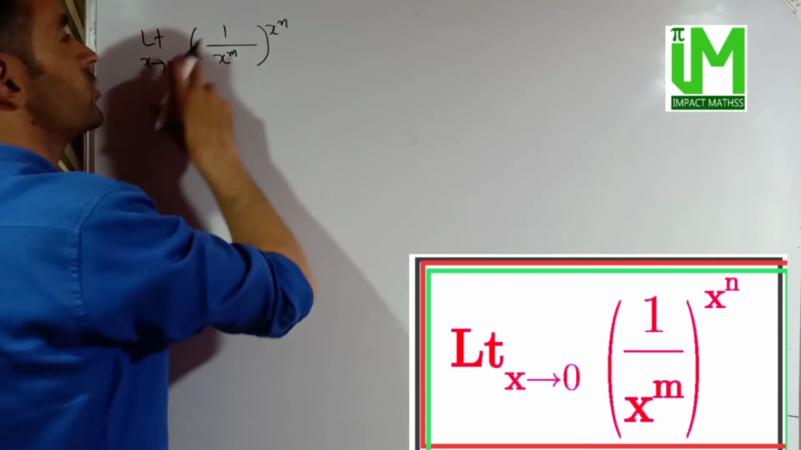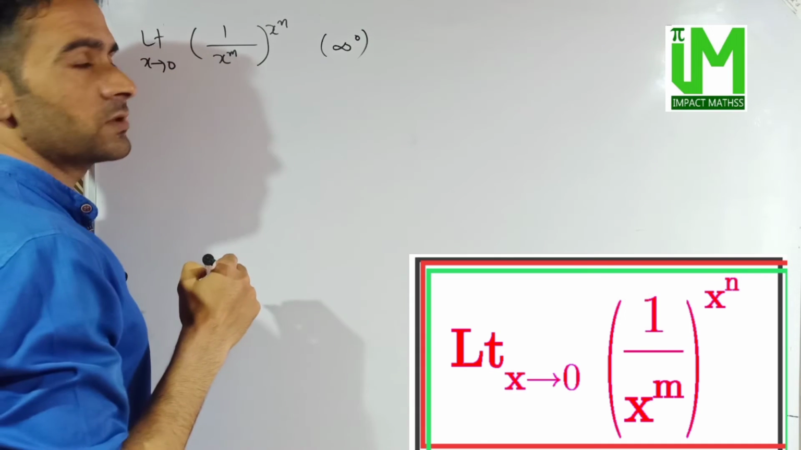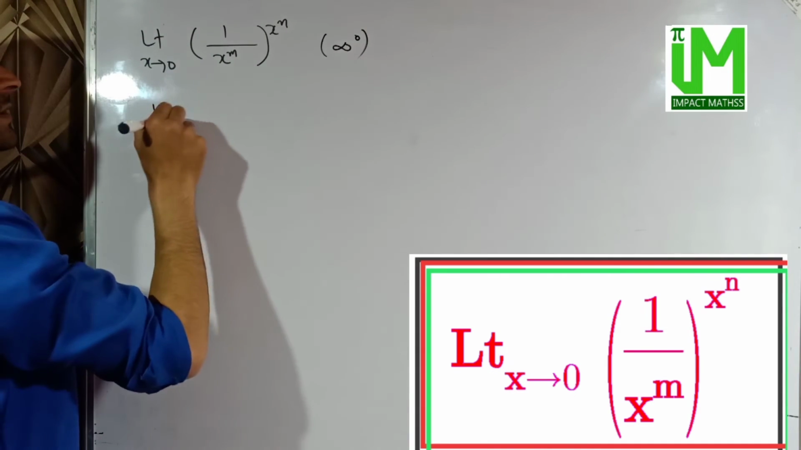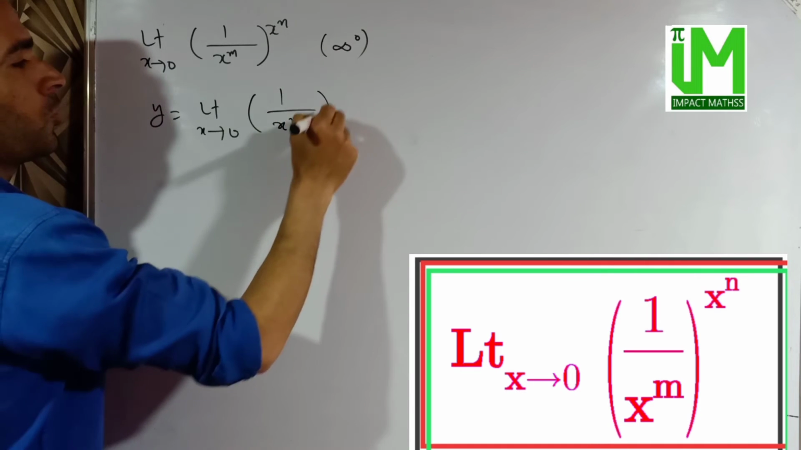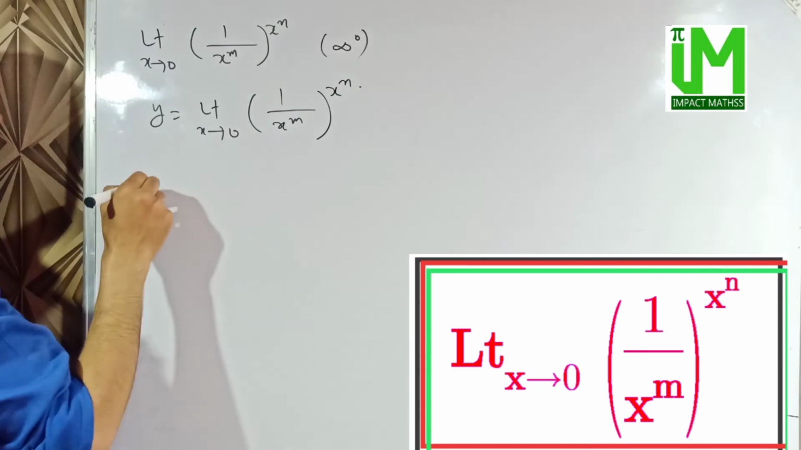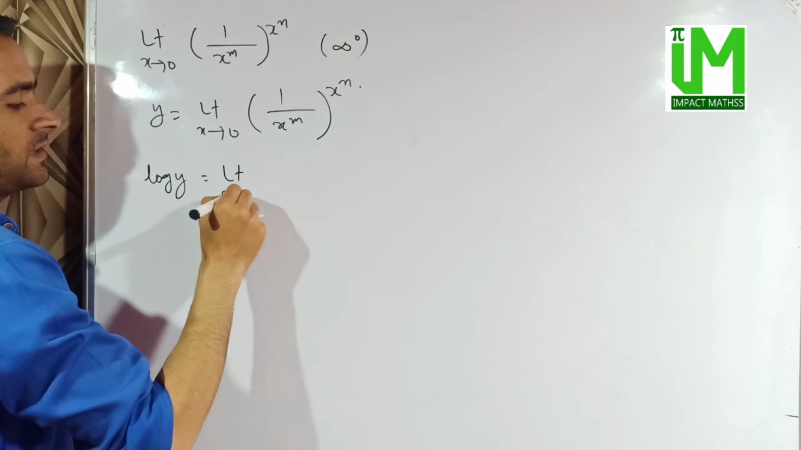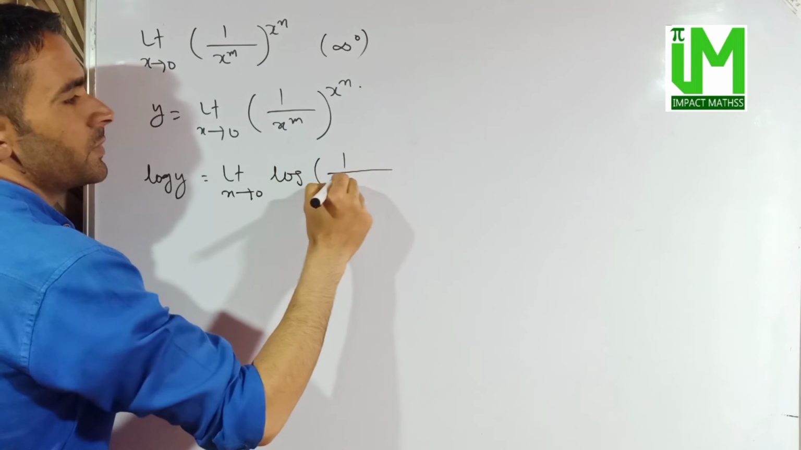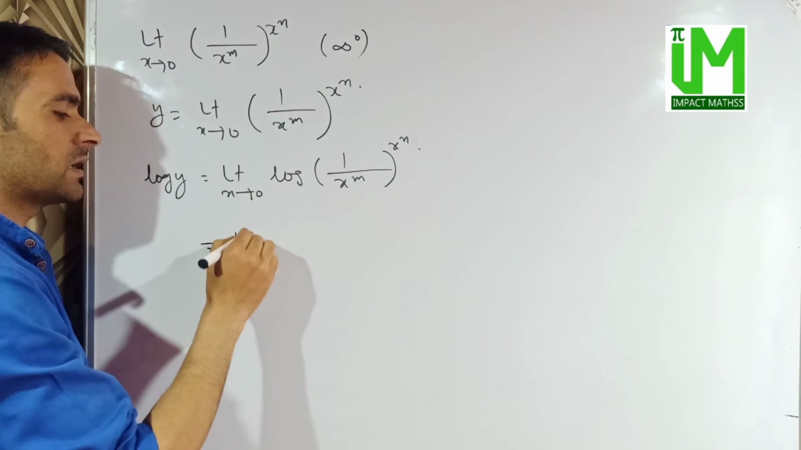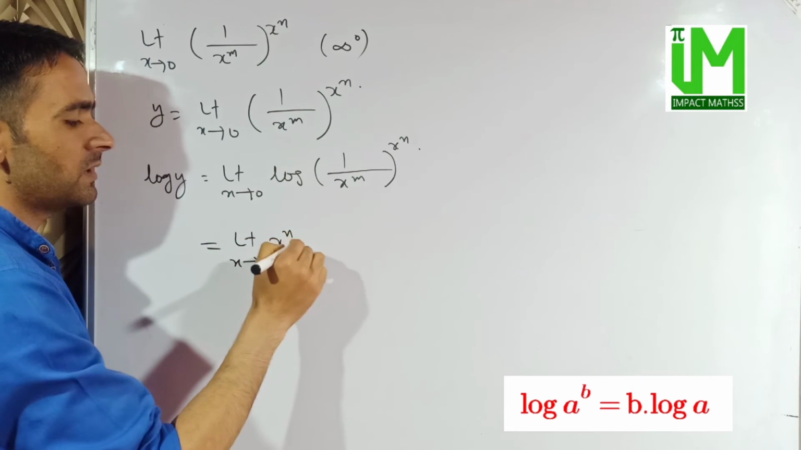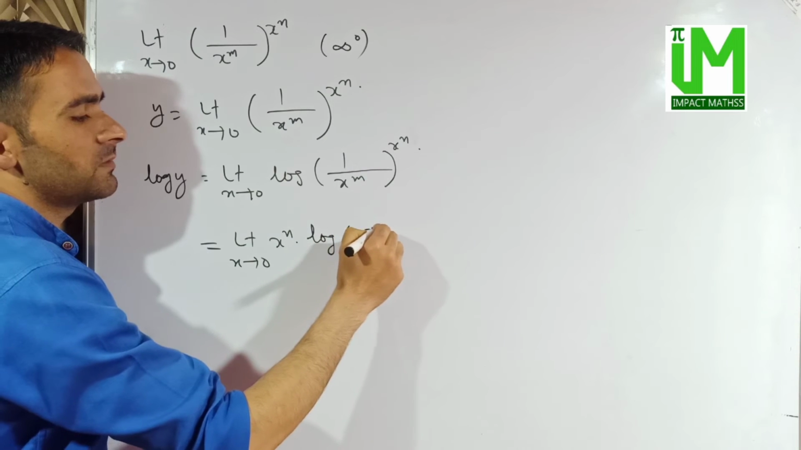Next example is limit x tends to 0, 1 divided by x raised power m, raised power x raised power n. And this is again infinity to the power 0 indeterminate form. So again writing let y is a limiting value, let y is equal to limit x tends to 0, 1 divided by x raised to power m whole raised to power x raised to power n. So taking log both sides, log of y is equal to log of limit is limit of log. So this will be limit x tends to 0, log of 1 divided by x raised to power m into x raised to power n, and this can be written as log of, अगर हम x raised power m को ऊपर ले आए then it will be x raised to power minus m.